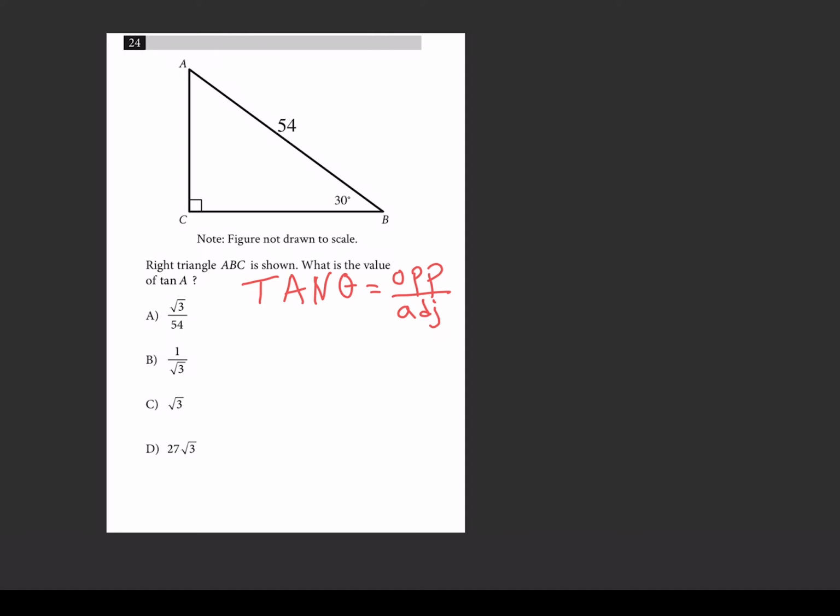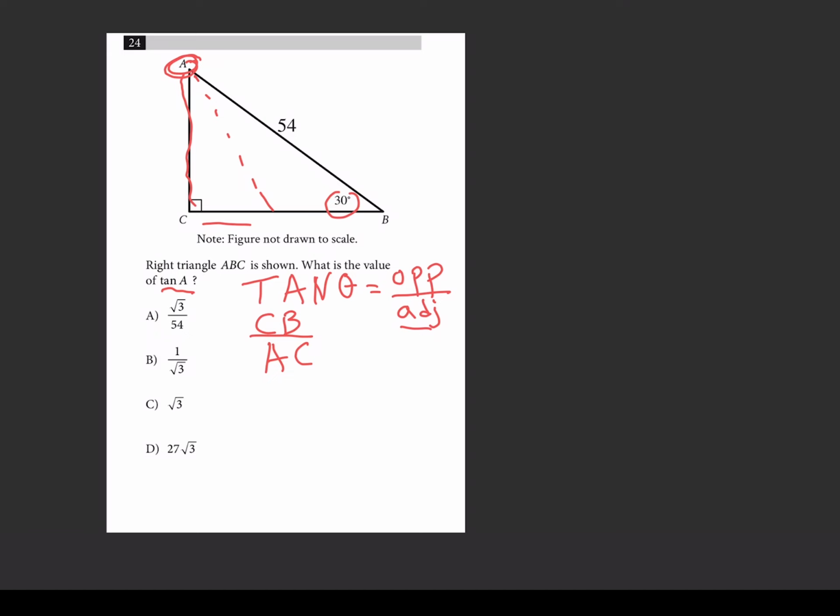Sometimes people can mess this up. They do list angle 30, but they want the tangent of A. So the opposite side is over here. The problem is I don't have either of those sides. And I only have the hypotenuse, so I can't use the Pythagorean theorem.